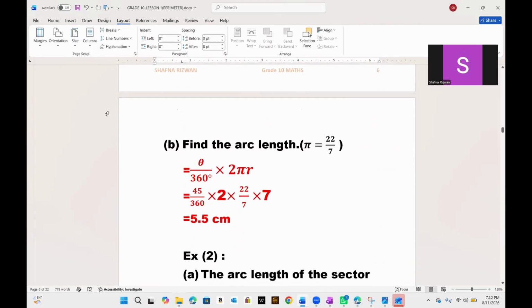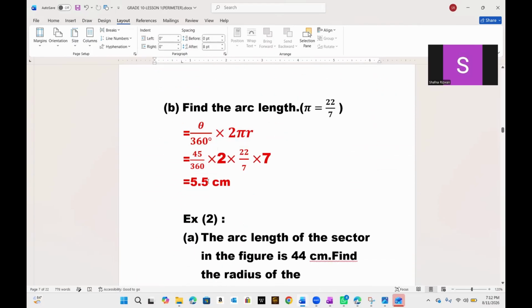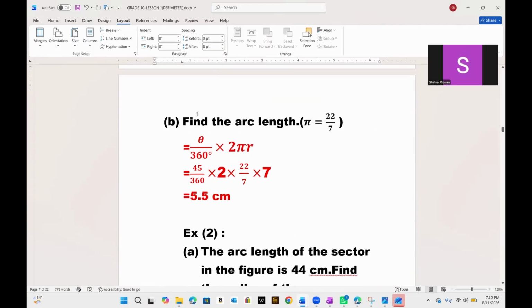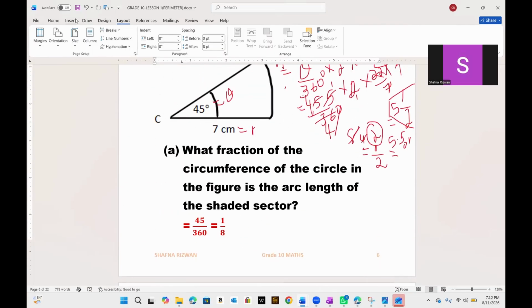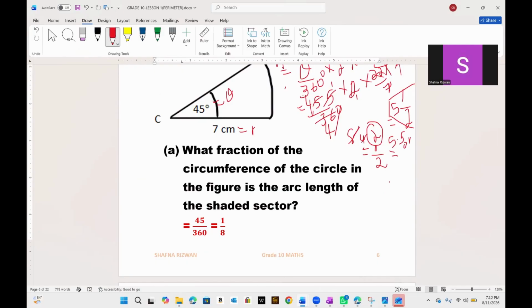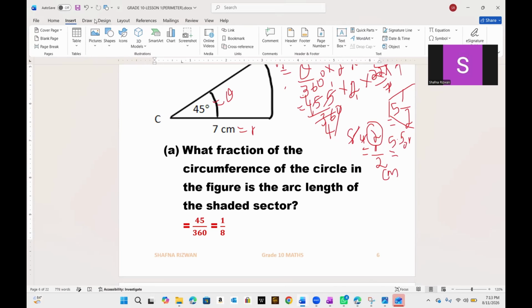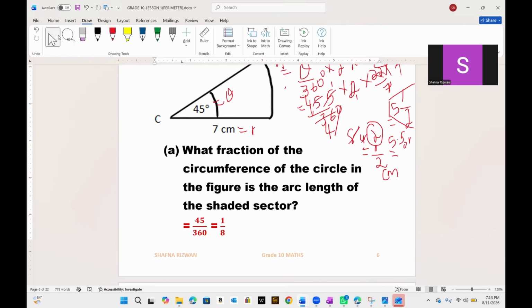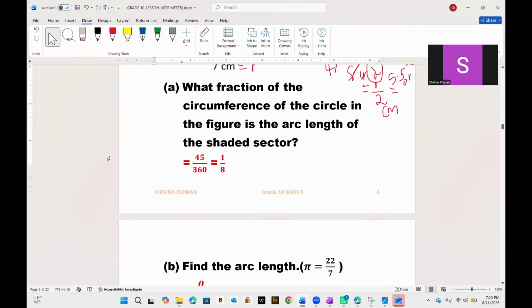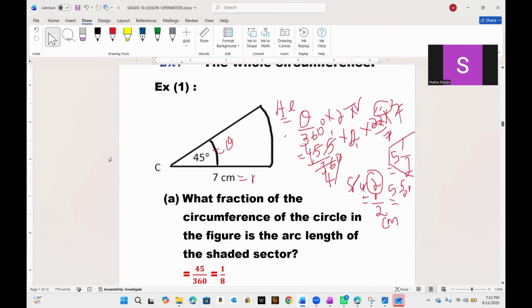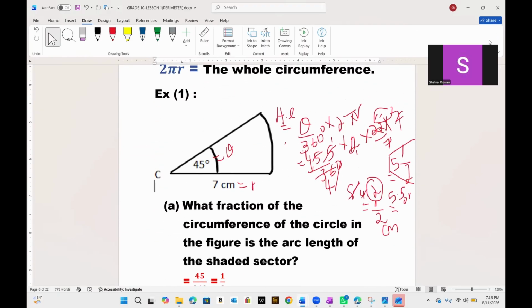See here. This is your answer. Don't forget to put centimeter. 5.5 centimeter. Or 5 and 1 over 2 centimeter. Don't forget that, okay?